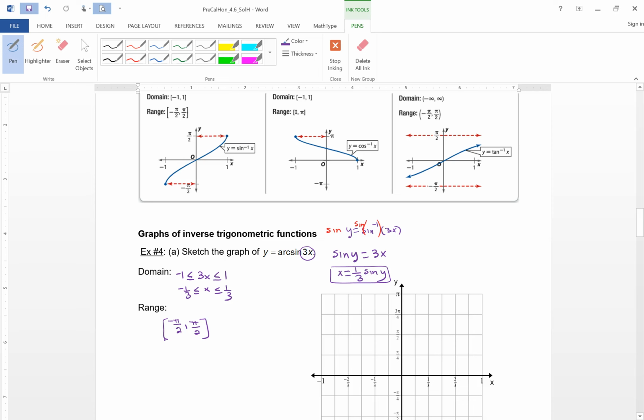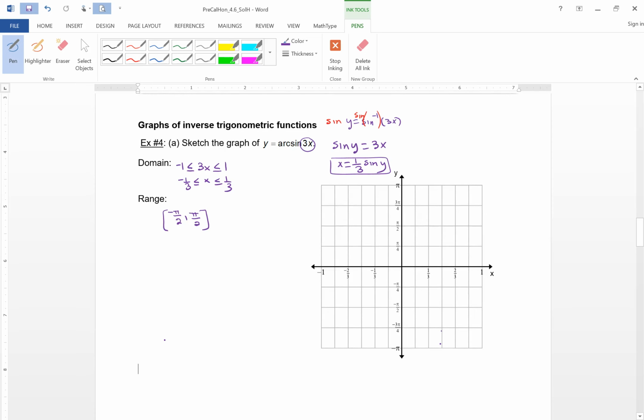Okay? Now, here's how I'm going to graph this. I'm going to make a chart. I've found this is a lot easier than other methods. I'm going to make a chart, and I have x and y, except just like for the logarithm, instead of picking points for x, I'm going to pick points for y. Okay? So y is the range. It goes between negative pi over 2 to pi over 2.